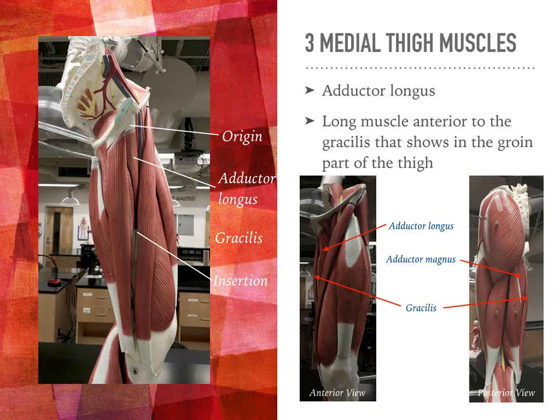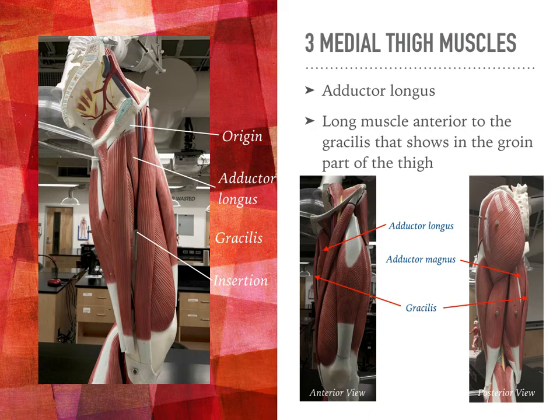Just anterior to that, and usually very visible, sort of between the sartorius and the Gracilis, is the Adductor Longus. It's long and yet visible. So it shows there sort of in the groin area. It attaches from the coxal area, from up in the pubis all the way down onto the femur.